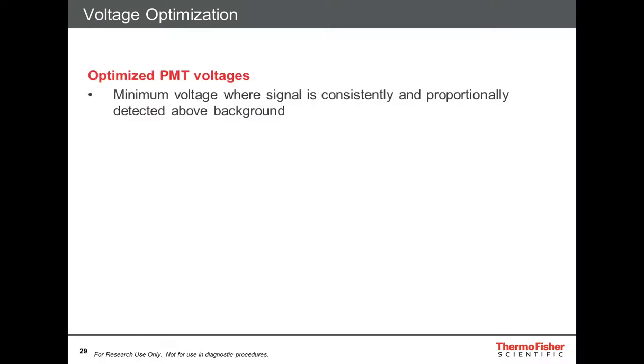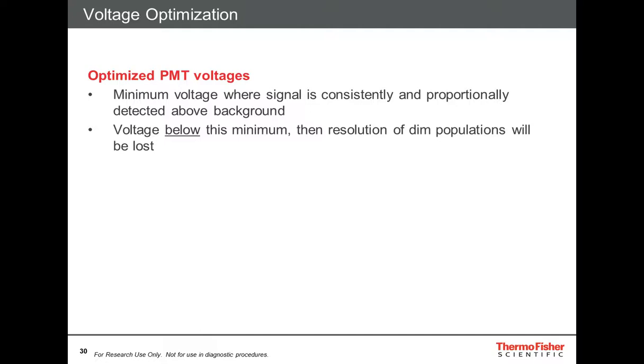So let's review the voltage optimization. We want to optimize our PMT voltages so we have a minimum voltage where we are always detecting our cells and our signal above background. If we do need to go below this minimum, and why would that ever happen? If I put on my cells and I realize that now my positive signal is off scale, if I haven't titrated, or maybe I'm using GFP and I just can't get that signal on scale, it's most important that you get it on scale. So you're going to lower your voltage.